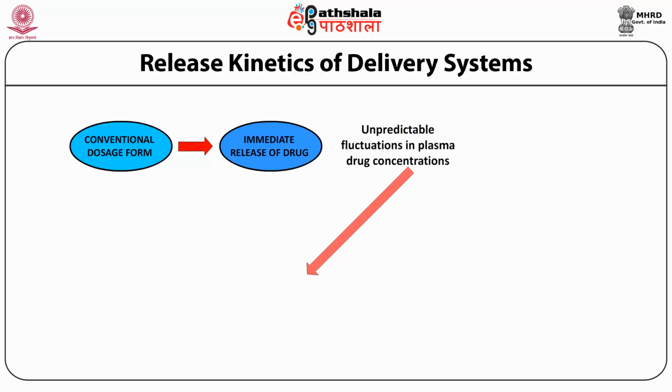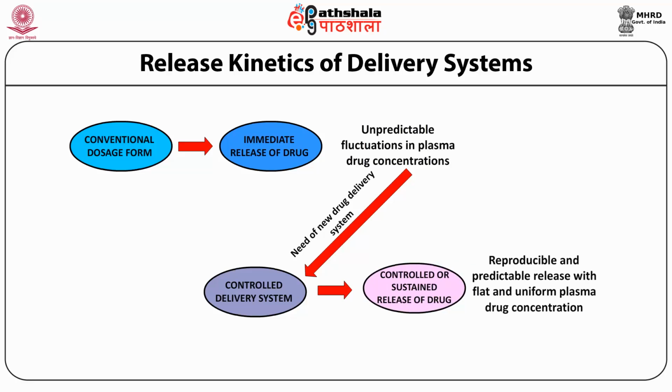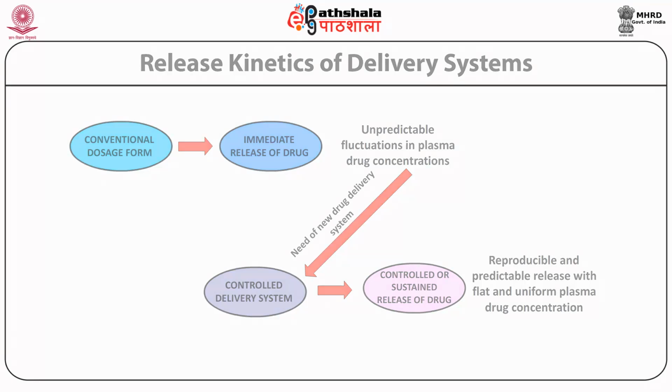Juxtaposed to this, when we have the new drug delivery system called a controlled delivery system, it will result not in an immediate release but a controlled or a sustained release of drug. This primarily would be reproducible and predictable release with flat and uniform plasma drug concentration.